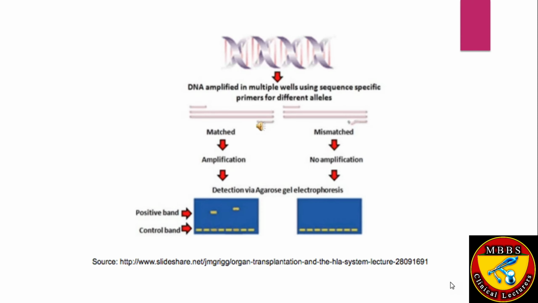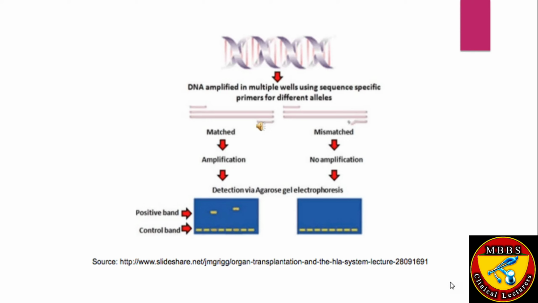Okay, so the first one is the DNA sequencing. This is performed by the polymerase chain reaction. The DNA is amplified in different wells by using different sequences and primers of the different alleles. If the matching is there, then what will happen? The amplification of the DNA will begin, and we will be able to see the DNA on the electrophoresis, gel electrophoresis on agarose gel.